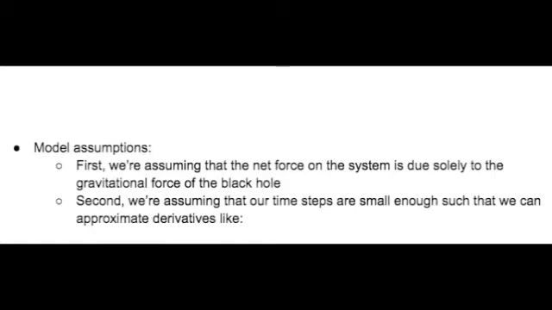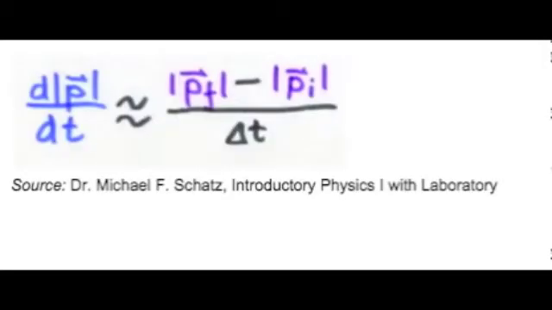A couple things we assumed in our model were, first, that the net force in the system was due solely to the gravitational force of the black hole, and second, that our time steps are small enough that we can approximate derivatives like the derivative of momentum, which is a calculus concept.